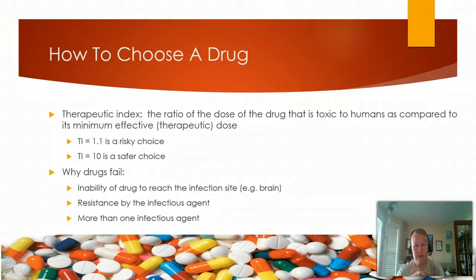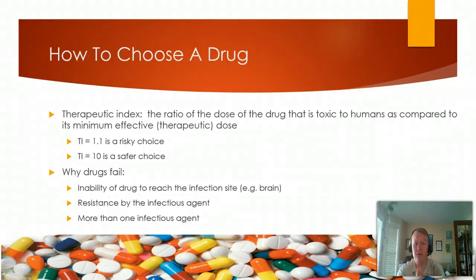What this means is that every drug has a level at which it's therapeutic and a level at which it's toxic. This means that if you take 5 pills, it might kill you, but if you take 2 pills you're going to be fine and your ailments will be treated. The closer those numbers are together, the more dangerous it is.